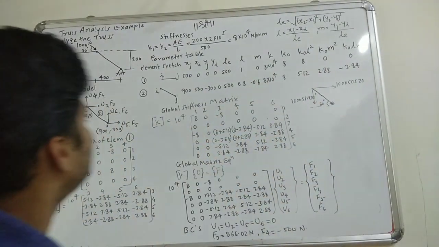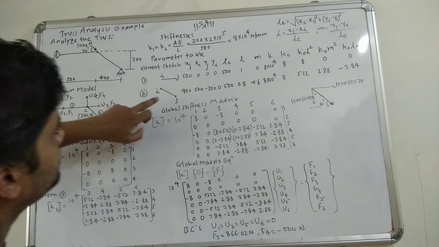K0 M square is 0, and K0 Lm is 0, because my M is 0. Same for the second element, which is an inclined member ij.